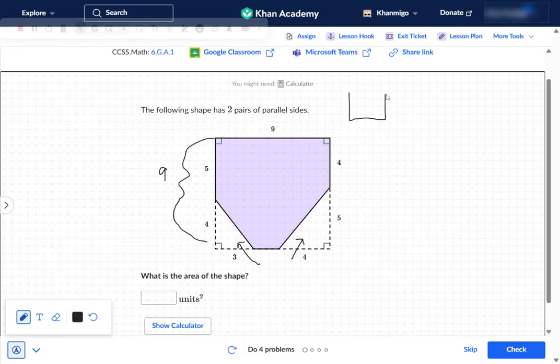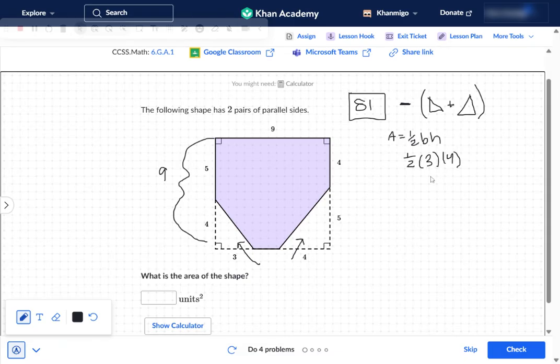We're going to take the area of the square and subtract from it the area of the little triangle plus the area of the bigger triangle. The area of the square, 9 times 9, is going to be 81. For the smaller triangle, remember for triangles, area is always 1/2 of base times height. So it's 1/2 of base 3 times height 4. 3 times 4 is 12. Half of that is going to be 6.